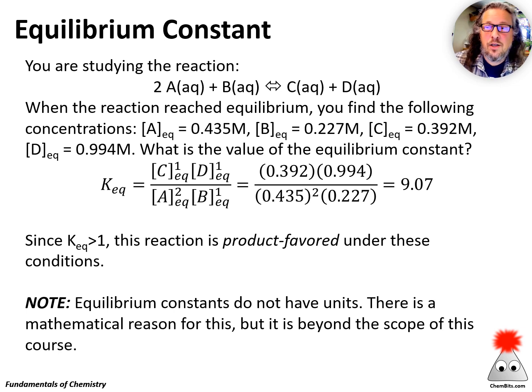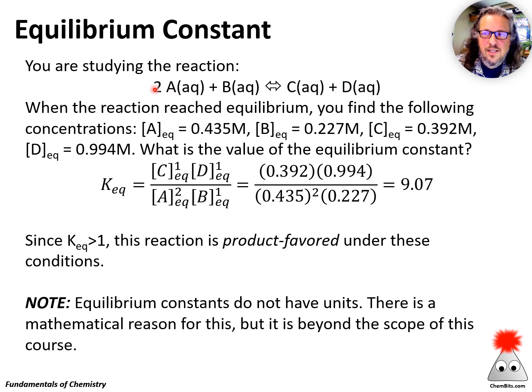So let's take a look at a problem. We'll use a generic equation for this problem. You're studying the reaction 2A plus B gives me C plus D. When the reaction reaches equilibrium, you find the following concentrations. There are all those numbers, I don't need to read them. What's the value of the equilibrium constant? So our generic form of an equilibrium constant, KEQ, is equal to products raised to some power, and the power is the coefficient in the balanced equilibrium reaction. So C raised to the first power times D raised to the first power divided by the reactants.